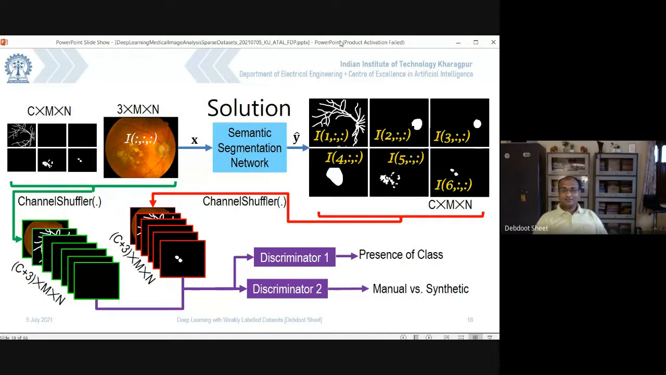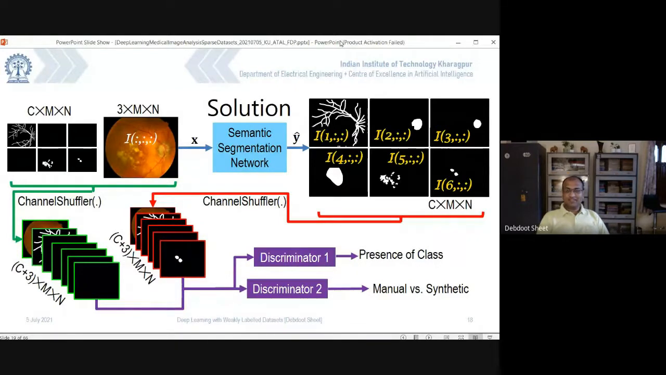Then what my semantic segmentation network is supposed to generate is a map of whatever it sees. So if it sees a blood vessel, it will have one map of blood vessel. If it sees an optic disc, it will have a map of optic disc. If it sees optic cup, it will have that, microaneurysms, etc. Say all the 6 classes, it will show it out. This is what I expect this neural network to do.